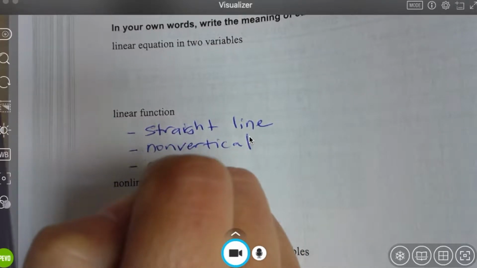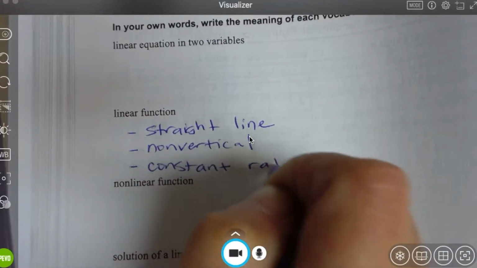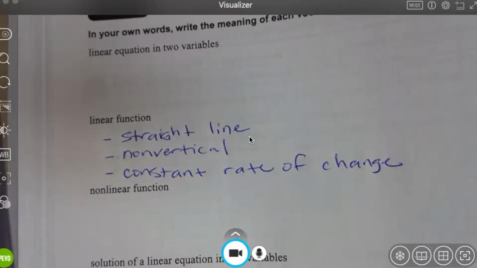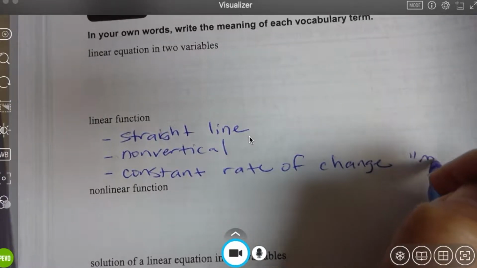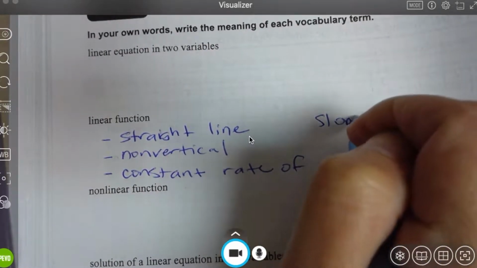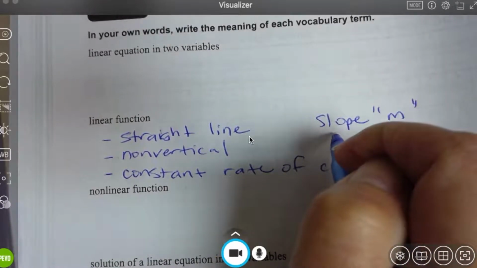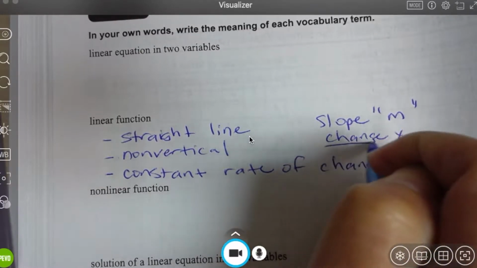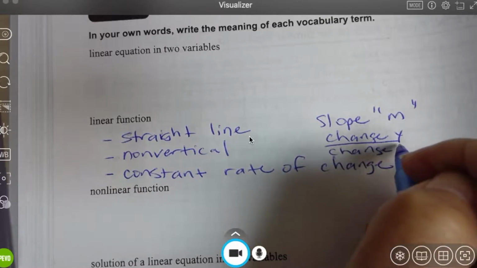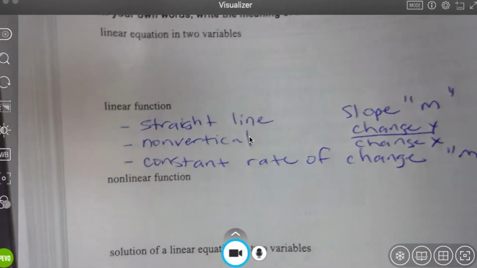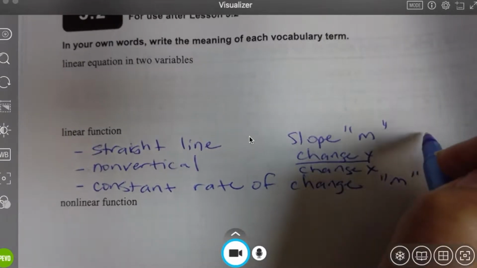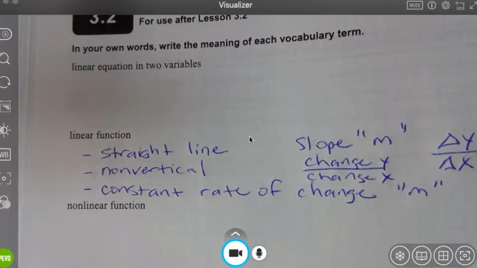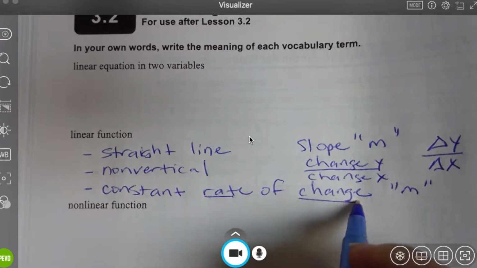Good, a constant rate of change, which is the slope. So let's put that all together. The slope, which we consider the m, is also the change of y over the change of x. If you had an awesome middle school teacher, they should have also told you that it is delta y over delta x. And it's called the rate of change.